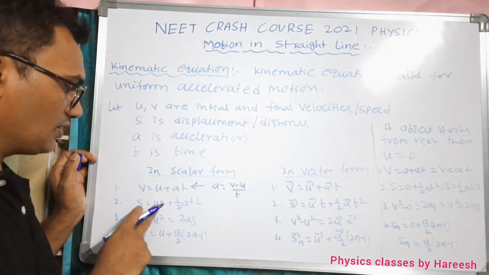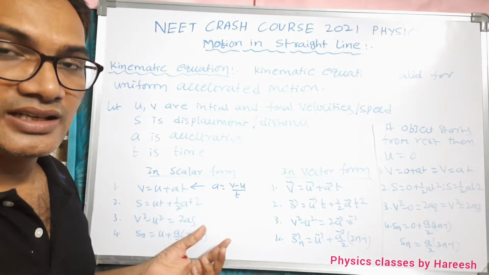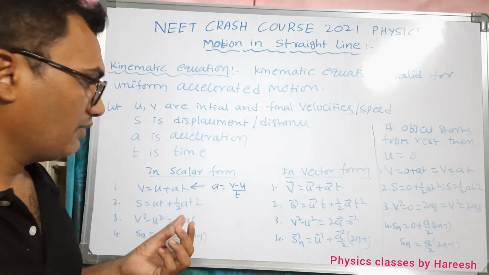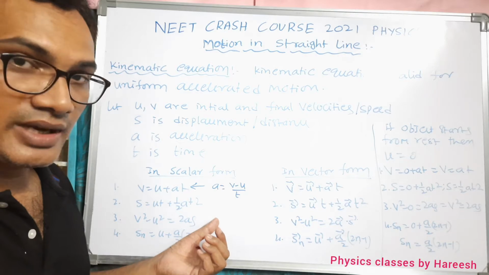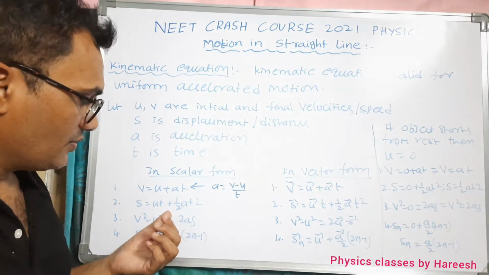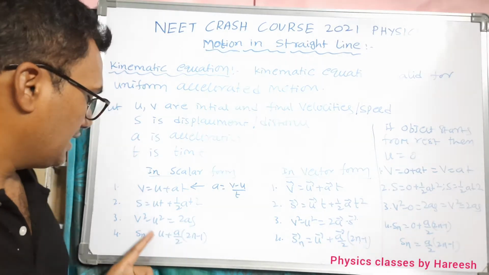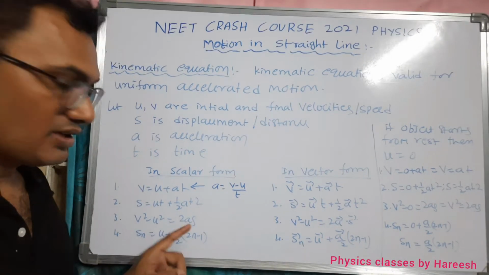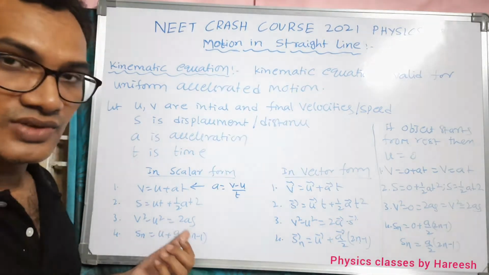Here s = ut + ½at². This is the distance traveled by the object in a given time. If the object has initial velocity u and it is in uniformly accelerated motion, the distance traveled by the object is s = ut + ½at². And the third one is v² − u² = 2as. This also we can modify based on the situation.